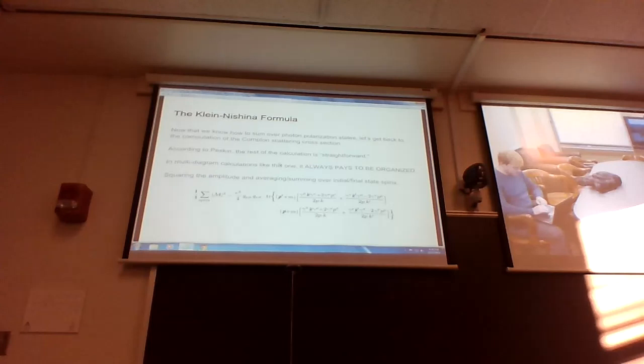Now we know how to sum over and average over the fermion spins, and we just worked out how to sum over and average over photon spins. So now we can actually compute the matrix element squared for Compton scattering. Once you have these tools in your pocket, Peskin says the rest of the calculation is straightforward. I thought about just stopping there and turning off the projector and going home, but I'll cover it just in case, for my own sake.